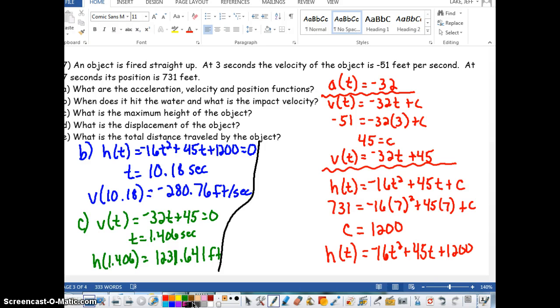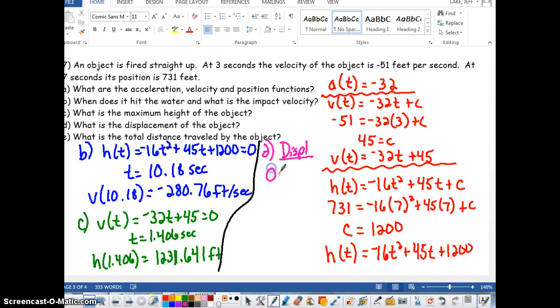All right, part D and part E I'm going to kind of talk about together. So the displacement and the total distance. Whenever you do projectile, displacement is really just going to be its starting amount minus the end amount, which is going to be 0 since it landed on the ground, minus the starting amount. So it's the end minus the start.